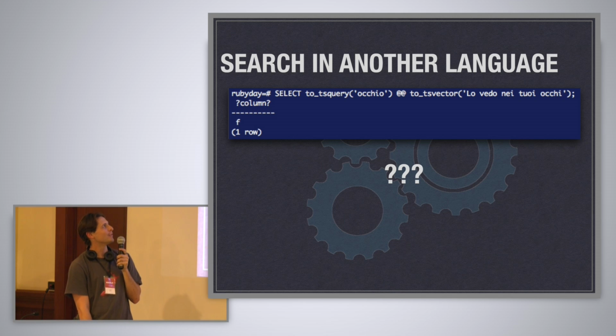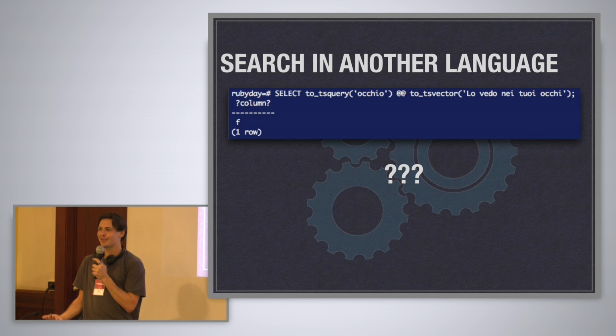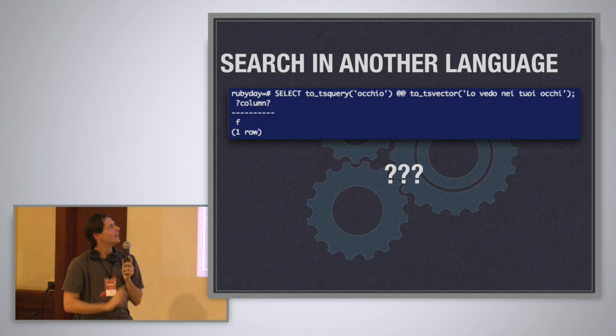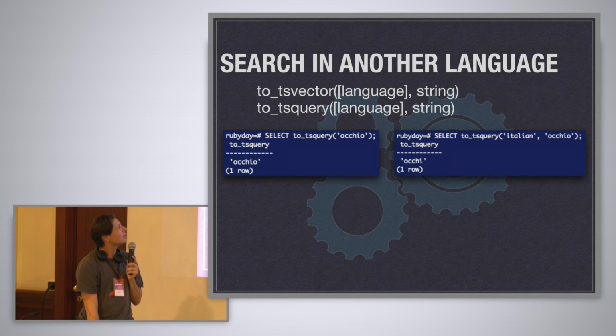And so if we search for Occhio, we should really get a match on this document, right? We're talking about eyes, and we're searching for eye. This should really be a match, but it's not. We can see there's an F here. And let's see, why is that? Well, if we call just 2TS query on Occhio, we get Occhio back.